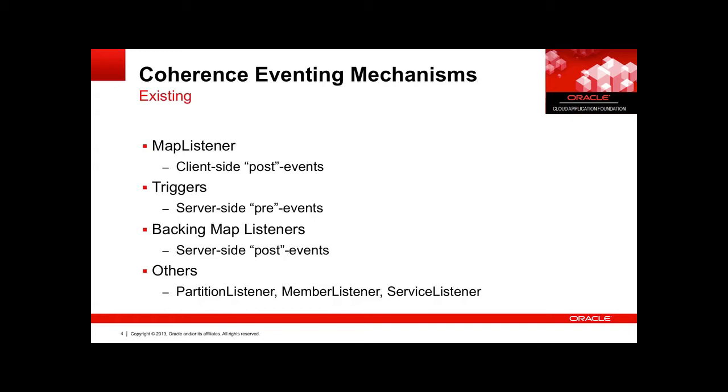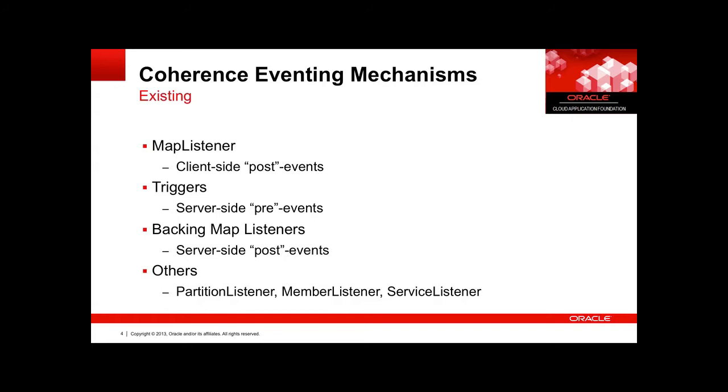This means that the map trigger itself has an ability to mutate the value that's been sent to the map trigger. It also has the option to veto the underlying event. The veto is done by throwing some exception, which will then get propagated to the client. Backing map listeners are server-side events, and they are post events. They occur as we insert data into the backing map. And generally they should be short-lived, as they are synchronously called.